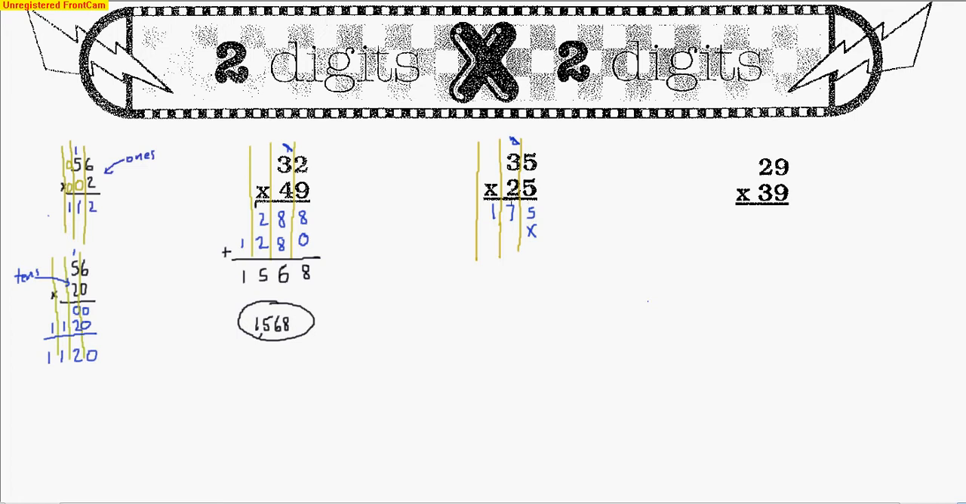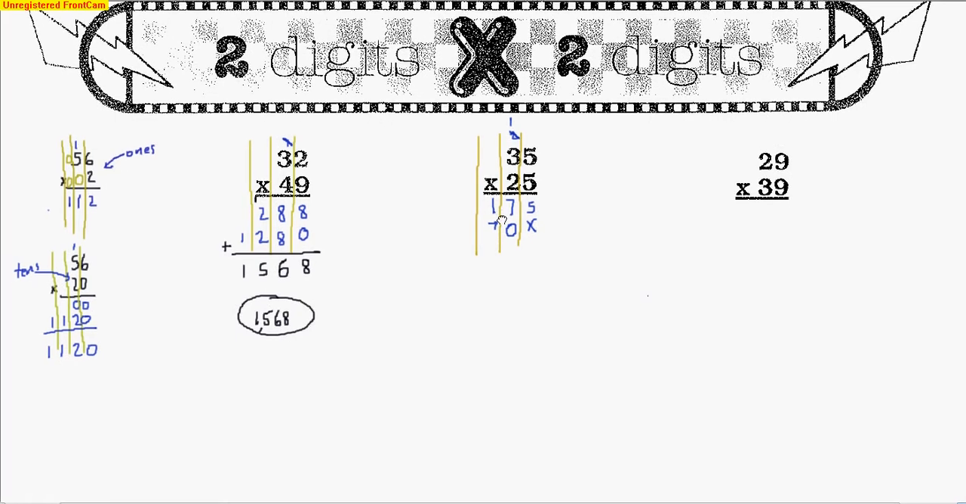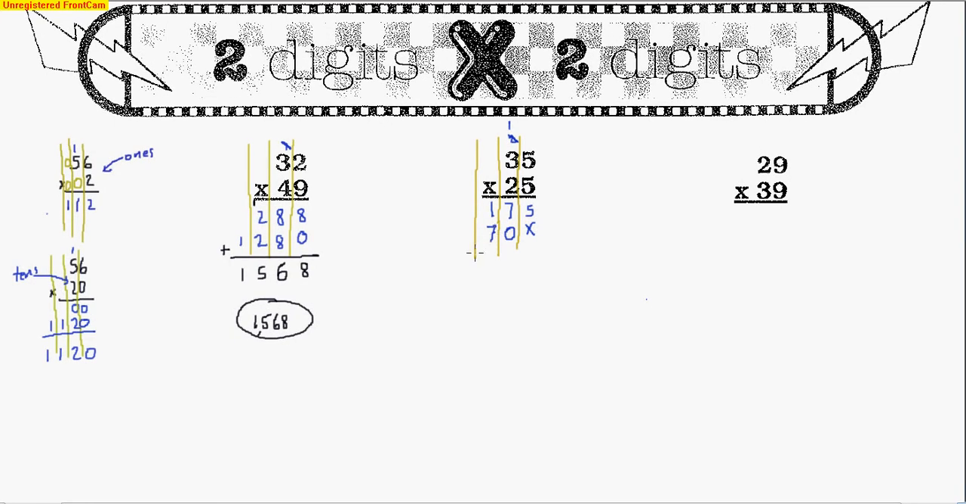Now we're in the tens. So the first number goes in the tens place. 2 times 5 makes 10. So I got to carry a 1. So that's why I like to cross off this 2 so I don't use it again. 2 times 3 makes 6. Plus 1 makes 7. Alright, so now we're ready to add.